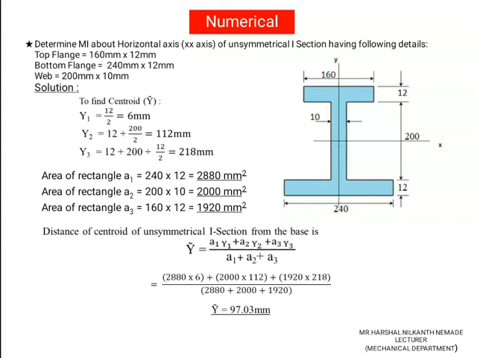Distance of centroid of unsymmetrical I section from the base, y bar, is equal to a1 y1 plus a2 y2 plus a3 y3 divided by a1 plus a2 plus a3. I have got all the values of a1, a2, a3 and y1, y2, y3, so I will substitute and I will get y bar is equal to 97.03 mm.